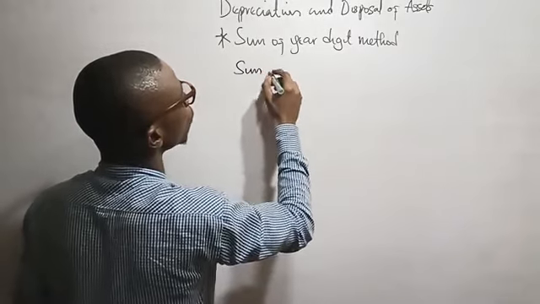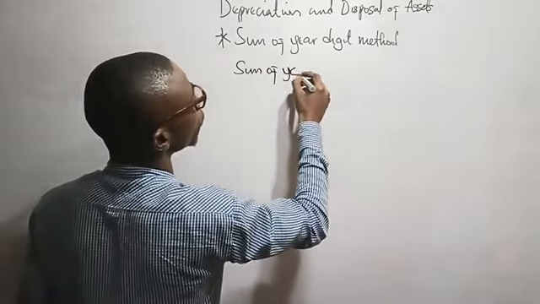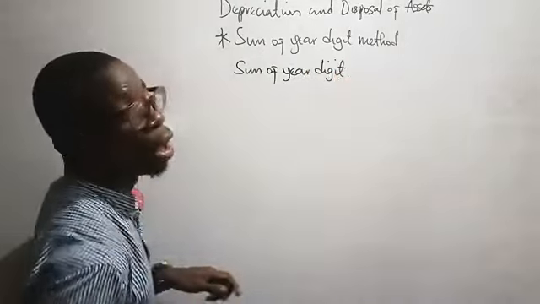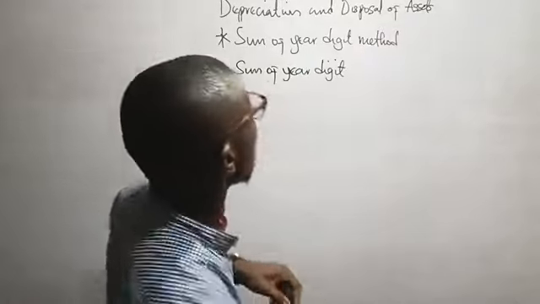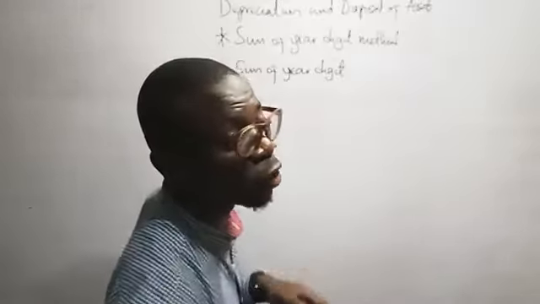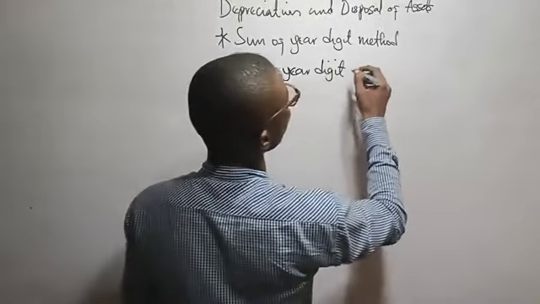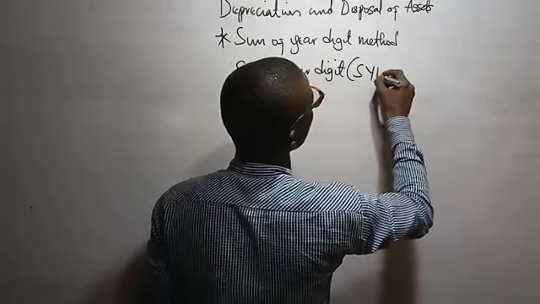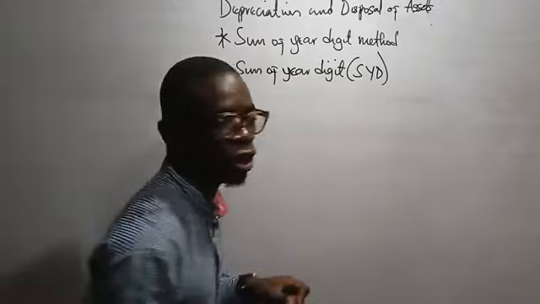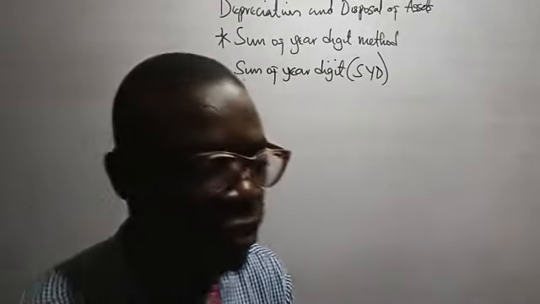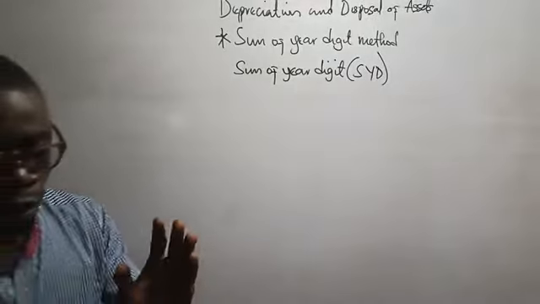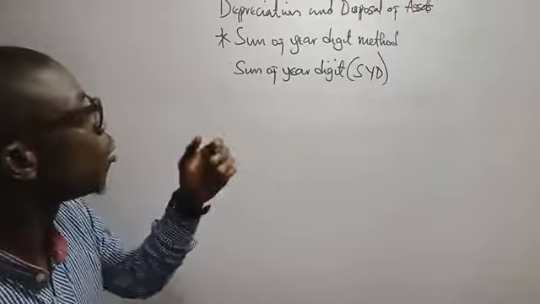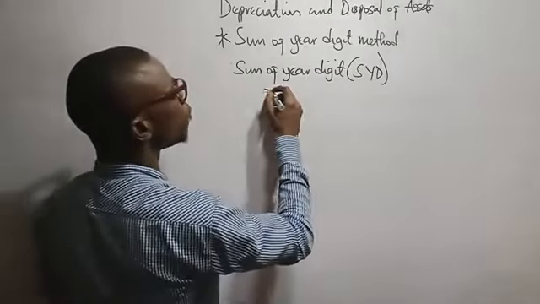Sum of year digits. In your exam, they can ask you what is the sum of year digits. Let's say the useful life of the asset is 5 years, and they ask what is the sum of the year digits. So you start from 5.